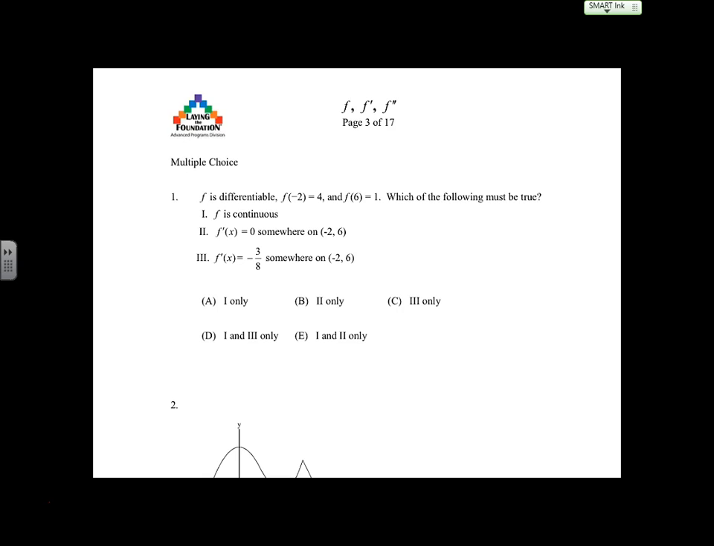What's something someone's figured out? A is true. 2 is true. I don't know about 2. Why is 2 false? Because it says must be true. We don't know if it's true. We do know that if you put 1 minus 4 and 6.